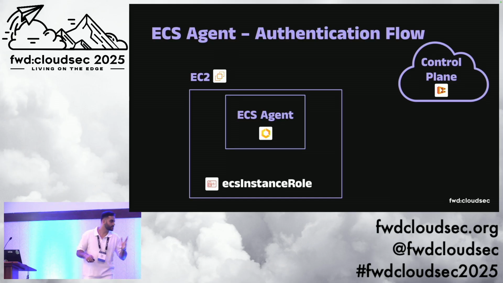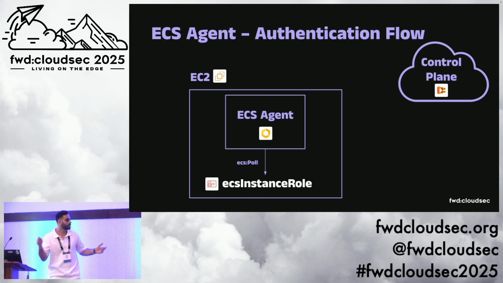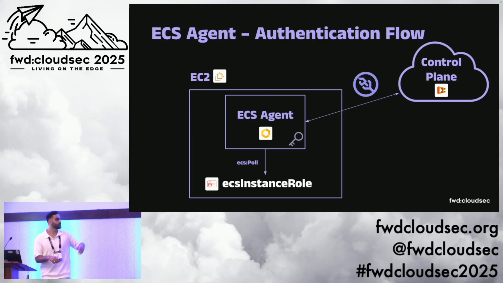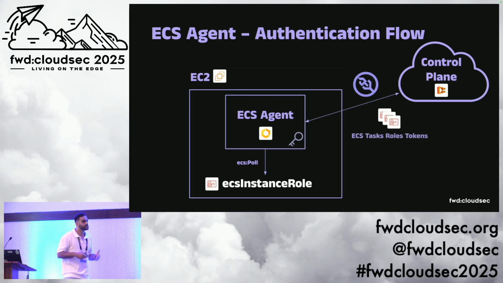So let's summarize this flow. The ECS agent uses the instance role again and gets the Poll permission. Then it signs the request using SigV4 and connects to the WebSocket. Then it receives back all of the ECS task roles in the same instance. It receives all of the credentials of the running roles, of the running tasks. Now, what's going on over that WebSocket?